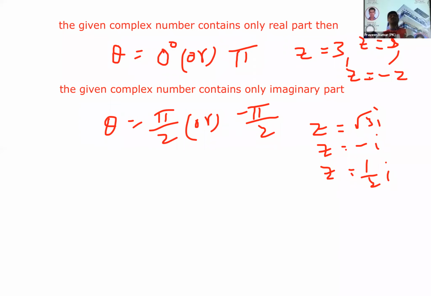So next time almost no need to solve, no need to use the formula tan theta equal to y by x. Directly, if in the given question only real part is there, then directly write 0 or pi. If only imaginary part is there, you can write pi by 2 or minus pi by 2. Understood?